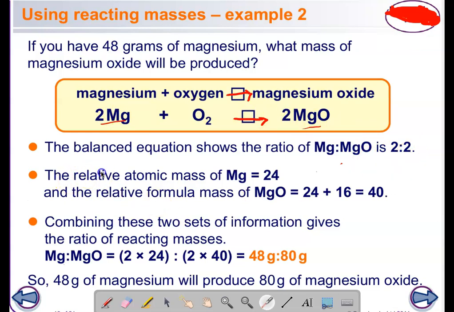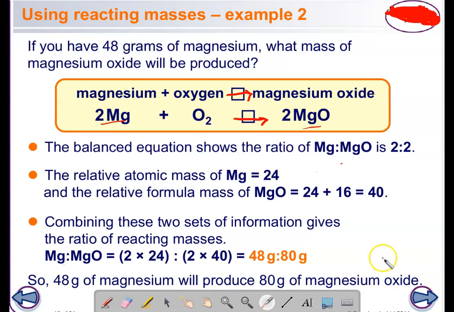Now, the next step is the relative atomic mass of magnesium, which is 24, and the relative formula mass of magnesium oxide, which is 40. If we combine these two pieces of information, the ratio of the reacting masses will be magnesium is to magnesium oxide. We multiply the ratio by the relative atomic mass, and the ratio by the relative formula mass, and that should be 48:80 grams. So 48 grams of magnesium will produce 80 grams of magnesium oxide.